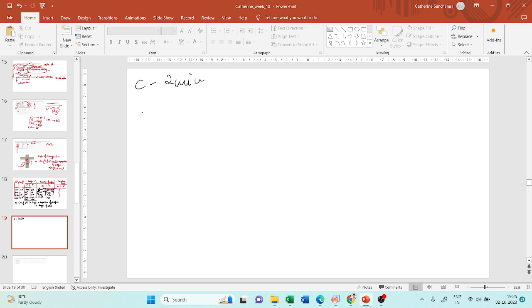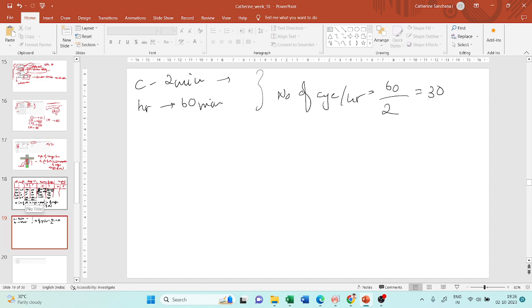How many minutes are in an hour? In 1 hour you will have 60 minutes. So how many cycles will you have in an hour? You have 2 minutes as the cycle length, and 60 minutes in an hour. So the number of cycles per hour will be 60 divided by 2, which is 30. Now you have found the number of cycles in an hour.